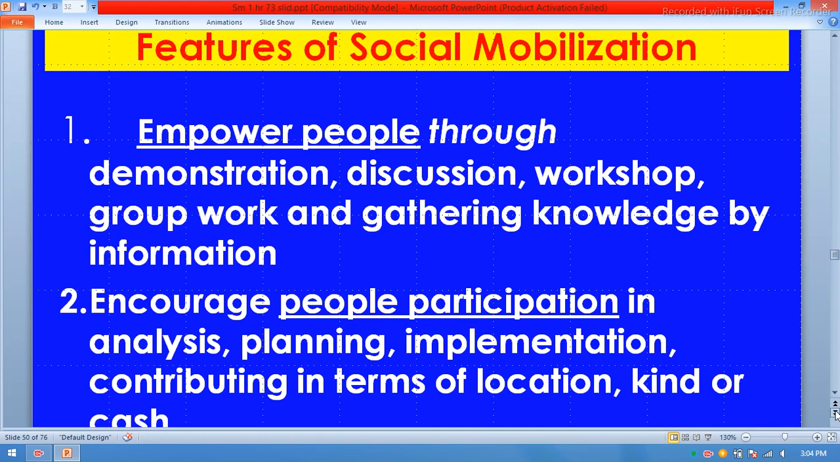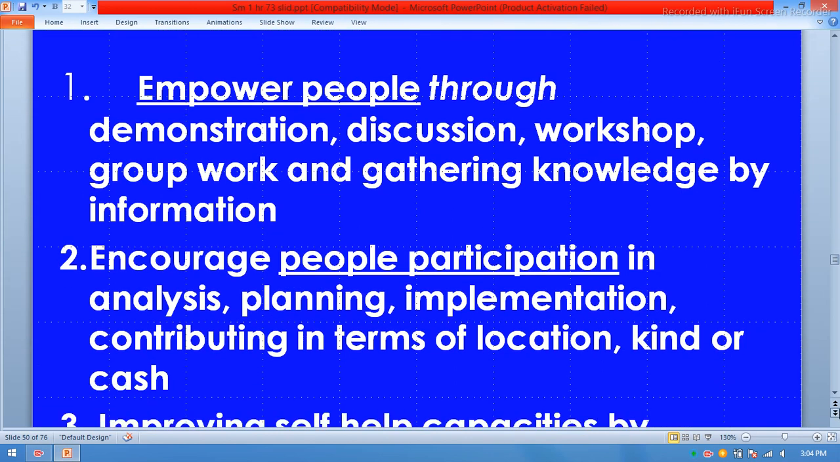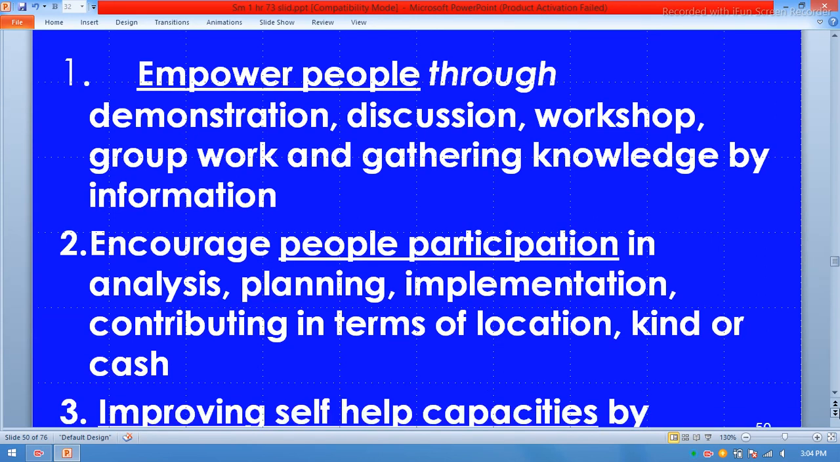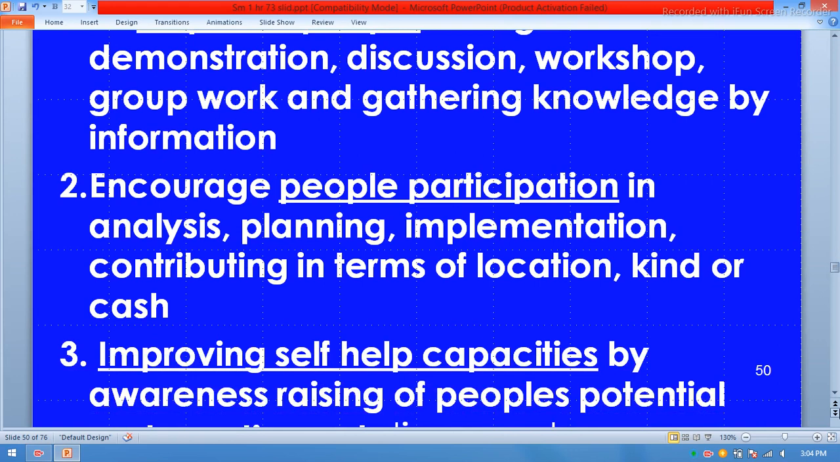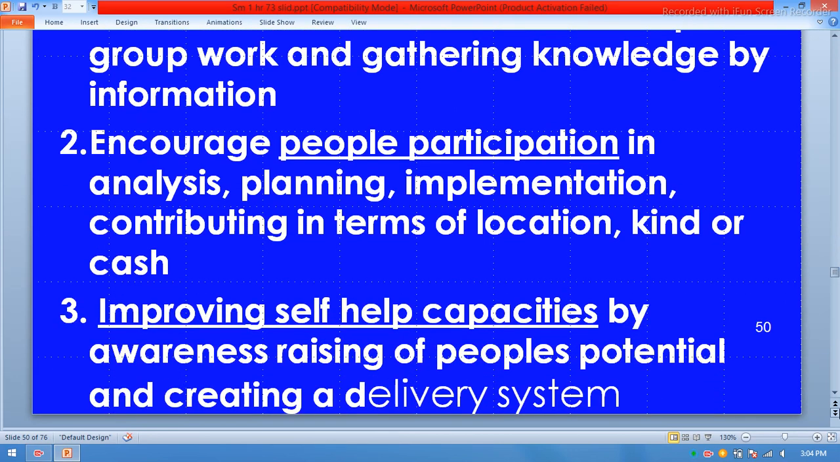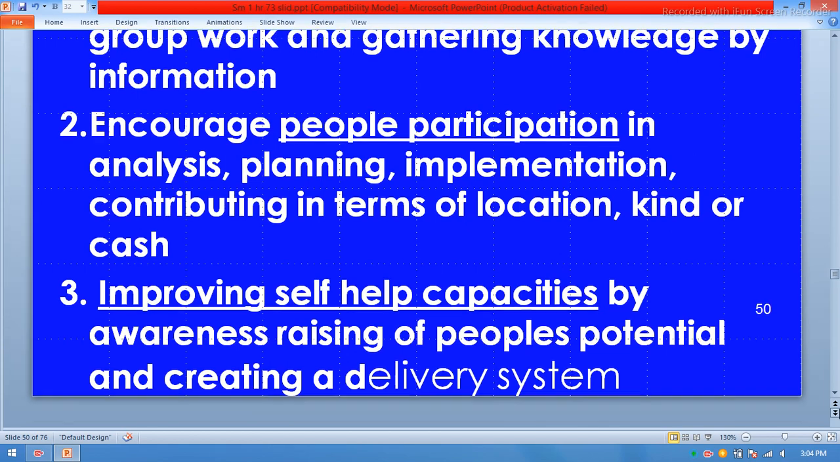A feature of social mobilization is to empower people through demonstration, discussion, workshops, group work, and gathering knowledge through information. Encourage people's participation in analysis, planning, and implementation, contributing in terms of labor, kind, or cash. Improving self-help capacity by raising awareness of people's potential and creating a delivery system.